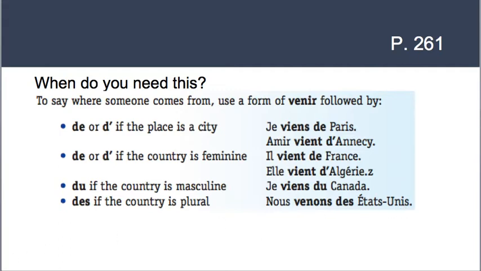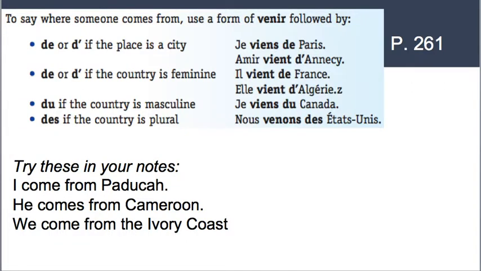All right. So I want you to try a couple in your notes for practice. I want you to use venir conjugated plus the correct form of de here. I want you to translate: I come from Paducah, he comes from Cameroon, and we come from the Ivory Coast. Please pause your video and complete those in your notes.